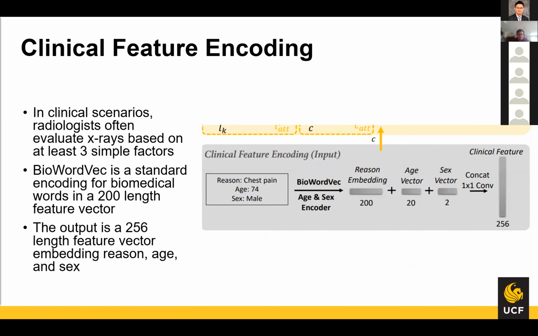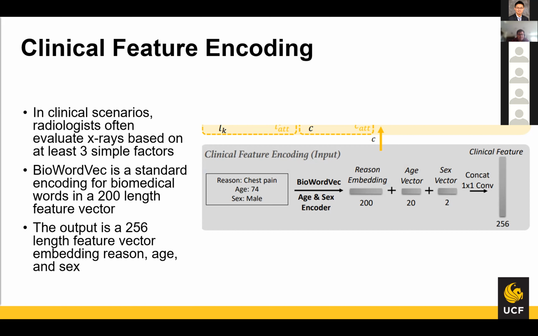Encoding for those clinical text features. In clinical scenarios, radiologists often use a few simple factors when looking at an X-ray image. In this case, they used the reason why the patient had been admitted for, say, chest pain in this case, the age of the patient, and then the biological sex of the patient.